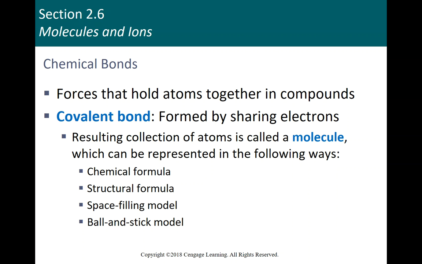Covalent bonds are formed by sharing electrons, so if elements within the compound actually share the electrons, then that results in something called a molecule. And molecules can be represented by chemical formulas. So you can actually just write out the chemical formula. Structural formulas can be drawn out. Space-filling models or ball and stick models can represent molecules as well.